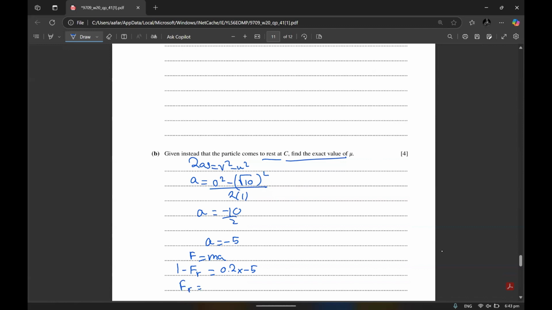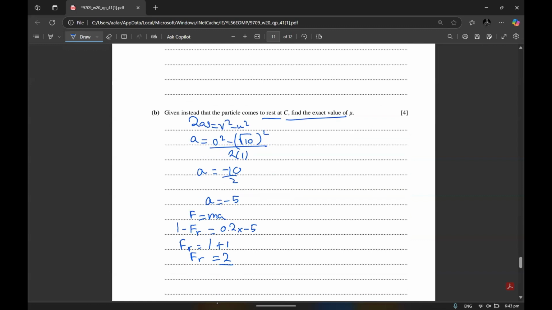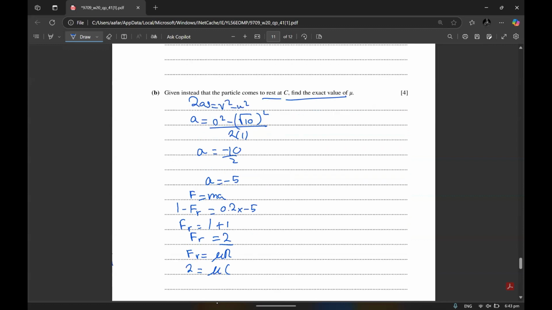Fr is equal to 1 plus 1. 2. What? Really? That's good. It's a good number. You really get to see a whole number. Okay, so friction is equal to mu R. So friction, which is 2, is equal to mu R, which we calculated was mg cos theta. We just divide that by 2.